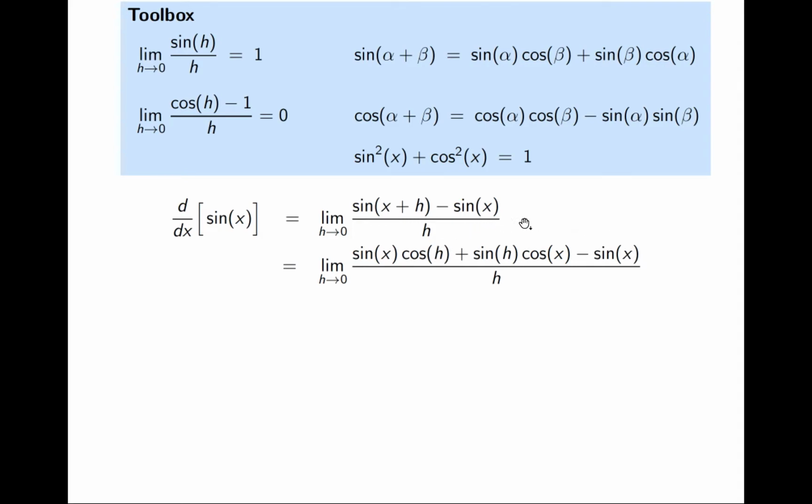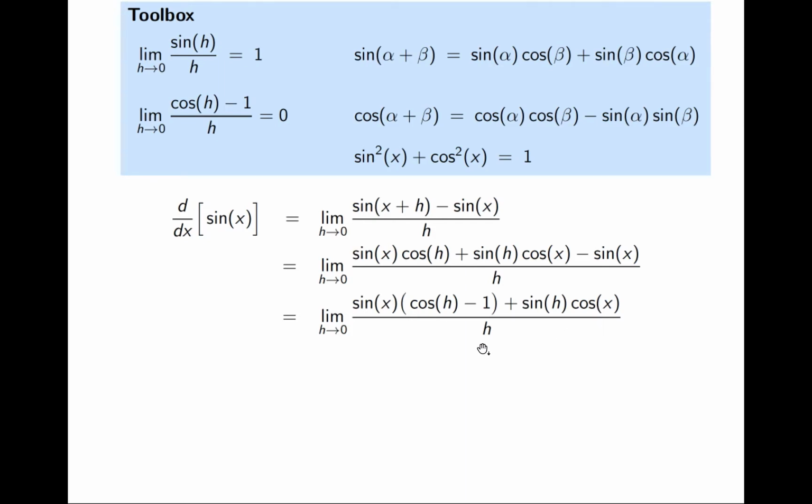Look at the first and last terms. They both have a sine of x. So let's factor a sine of x out of them and see what we get. The sine of x times the cosine of h minus the sine of x. If you factor a sine of x out of those terms, you get sine of x times cosine h minus 1. And then these middle terms, we'll scoot those over to the other side. Sine of h times cosine of x. We'll put it right there.